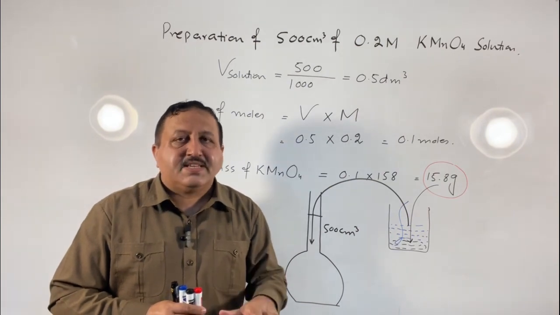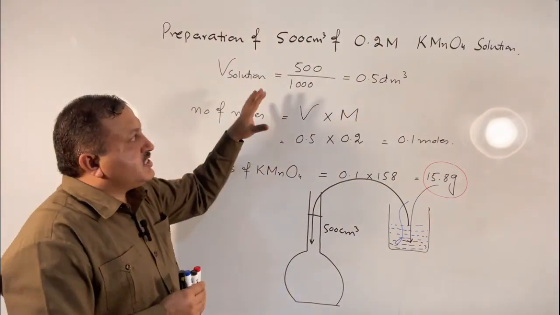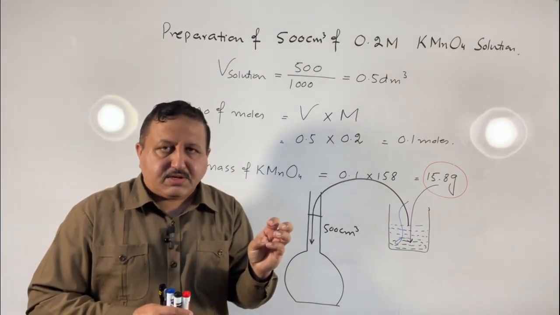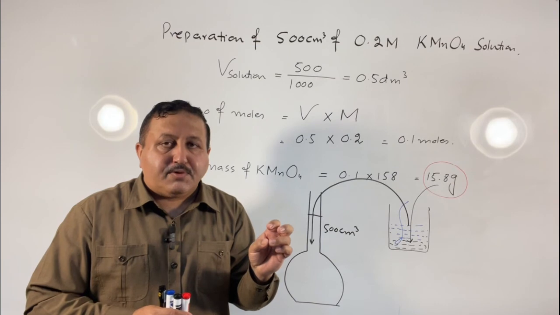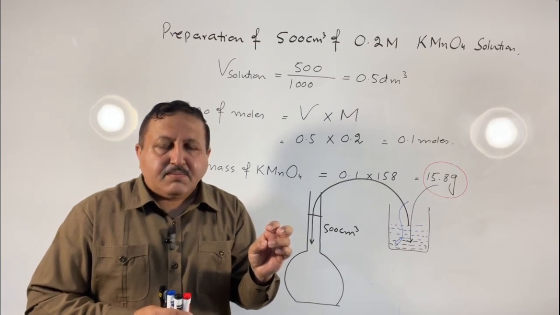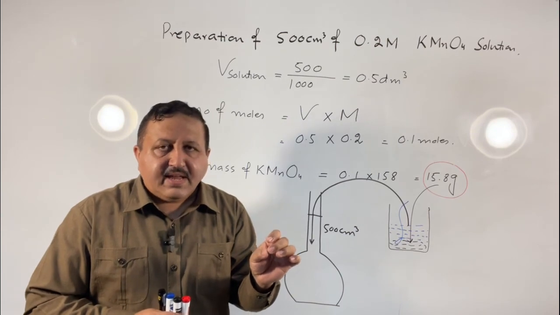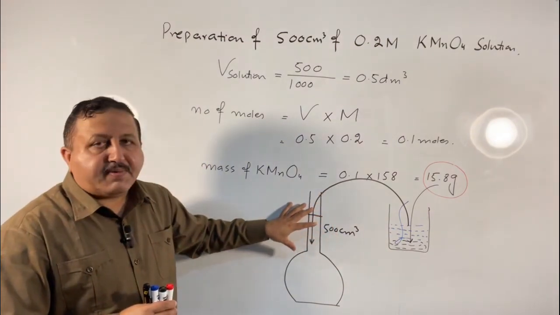So this is the very simple way. If any question is given, first of all convert volume into dm cube, then calculate the moles by using the formula molarity into volume, then calculate the mass, and after this is the experimental work.